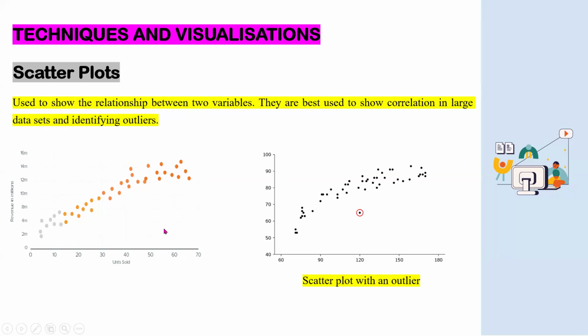So let me ask you this. Looking at this one, do you think there's a relationship between revenue and units sold? And if there is, what is the relationship between these two variables? If there is not, why do you say there is not? Anybody coming through?